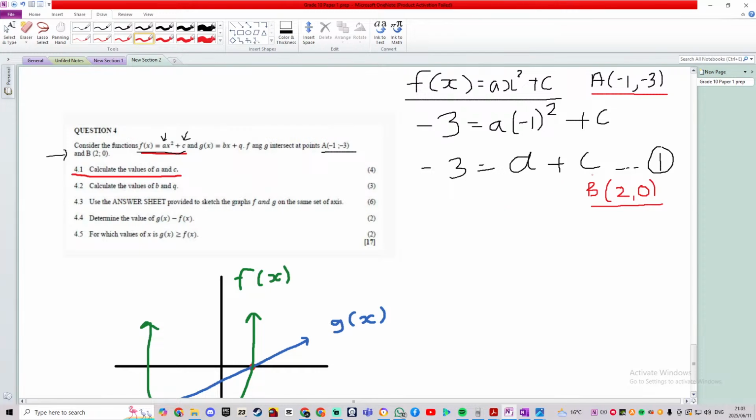I don't know. Okay, I've substituted the point b in there. My y is equal to 0 now. Then I have a, my x is equal to 2 squared plus c. Now I have 0 equals 4a, 2 squared is 4, plus c.